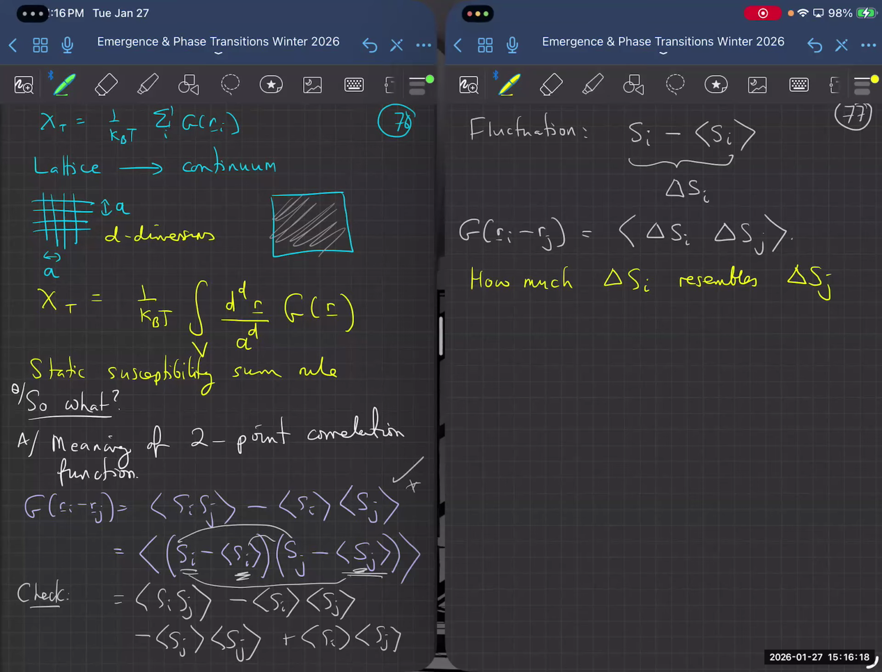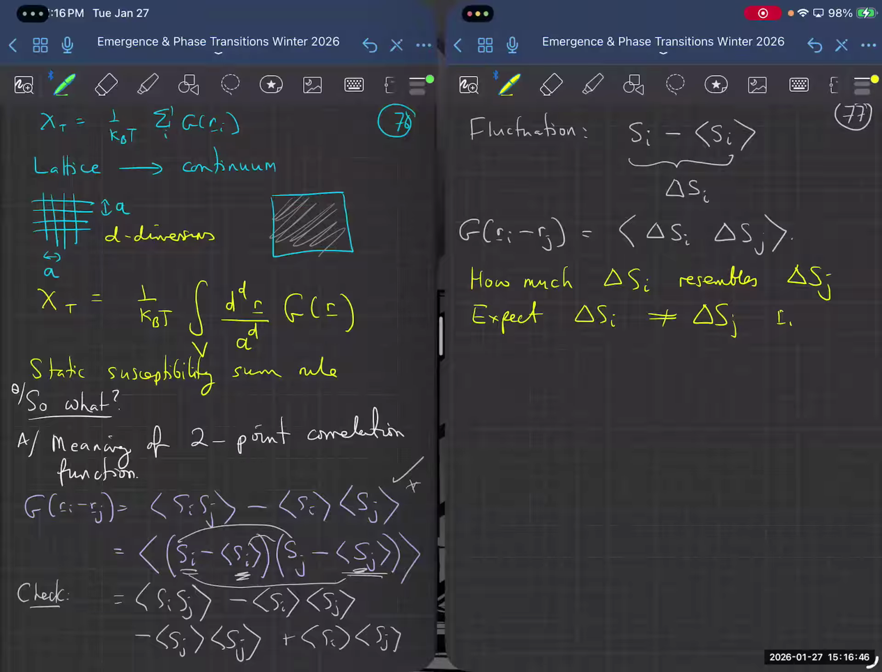Let's suppose the spin i is over here and spin j is on the other side of the moon. You would think that if that's the case, if this spin is fluctuating up and down, the one on the other side of the moon is not going to notice anything at all. So what you would expect is that delta S_i is not related to delta S_j if r_i minus r_j has gone to infinity. They're on the other side of the moon from each other. So then they'd be uncorrelated from each other.